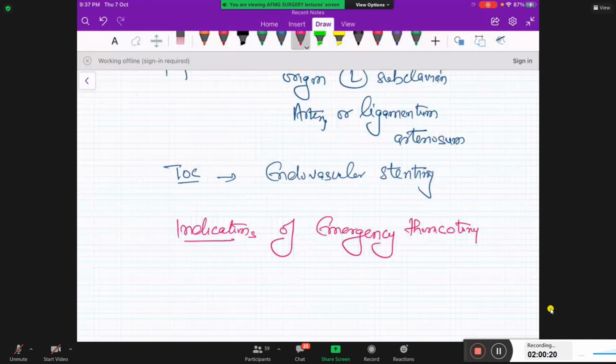Colostomy, making an opening in colon on the surface of the skin and leaving it open. Ileostomy, making an opening in ileum on the surface of the skin and leaving it open. Gastrojejunostomy, making an opening between stomach and jejunum and leaving it open. So, thoracotomy, opening thorax, closing it. Craniotomy, opening cranium, whatever reason you have opened it.